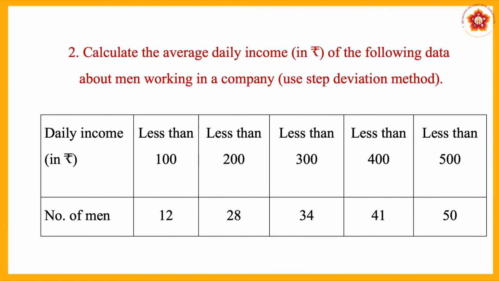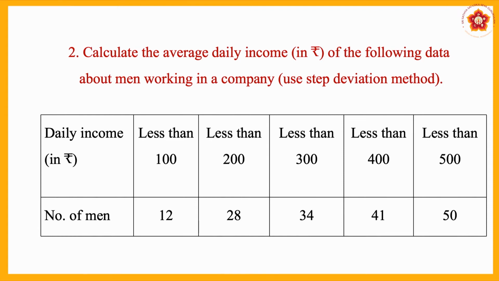Now less than 200, 28 members are there. Less than 200 also includes less than 100. Less than 100, how many members are there? 12 members already there. To get between 100 and 200, we have to subtract 12 from 28. Now what will you get? 28 minus 12, you will get 16. The frequency of this class is 16.